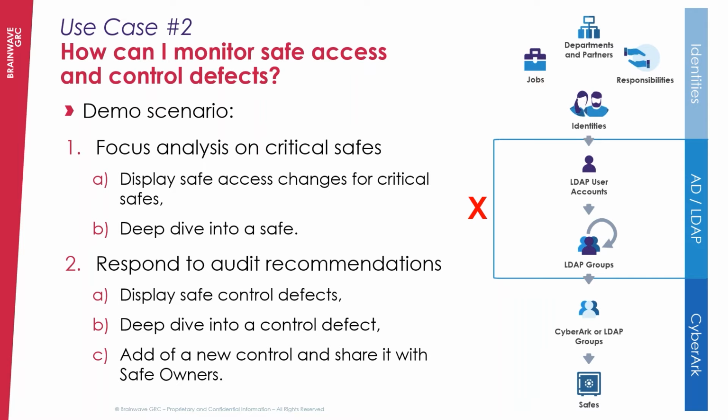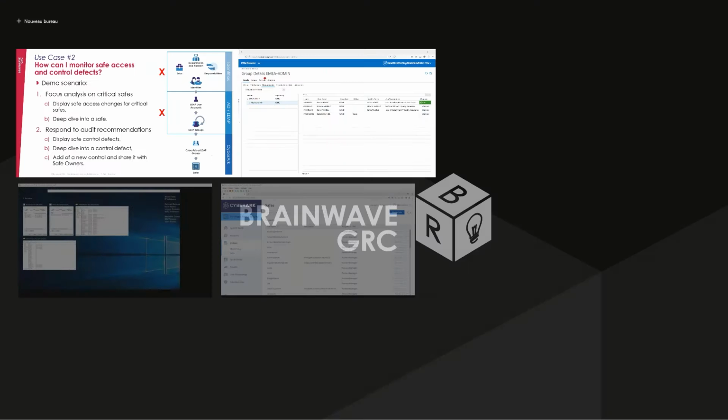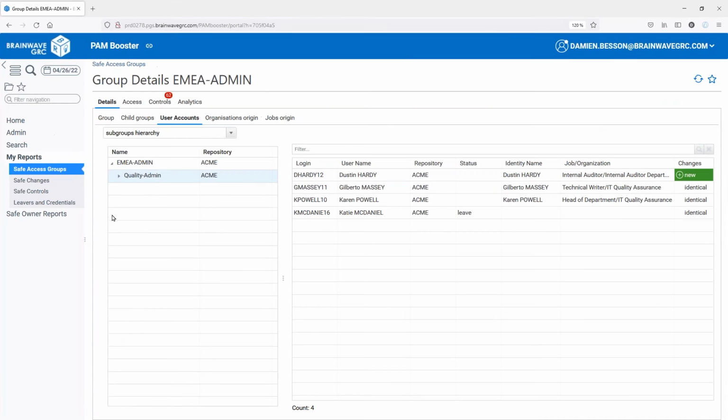So to begin with use case number 2, we have 2 parts. In the first part, we will check all the changes regarding the accesses to those financial critical safes. Then we will deep dive into one of the safes to understand who is accessing it and check, with regards to the identity context, if these people are legitimate. So let's switch to my environment.